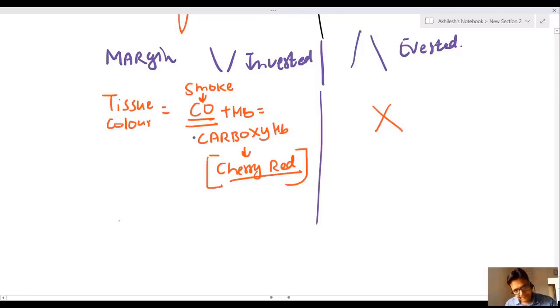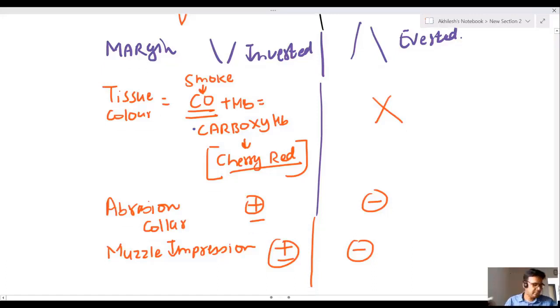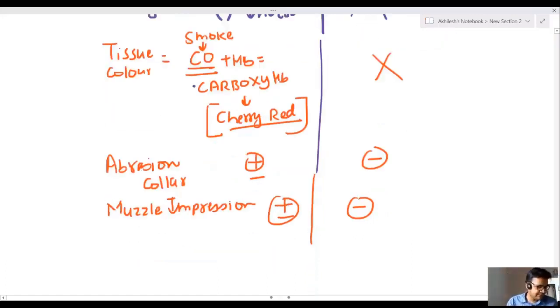Sir, abrasion collar may be present in entry wound, absent in exit wound. Sir, muzzle impression. Like this is the muzzle end. If this muzzle end forms an impression, that can be present in entry wound. It is absent in exit wound. Plus minus: that can be present, that is absent.